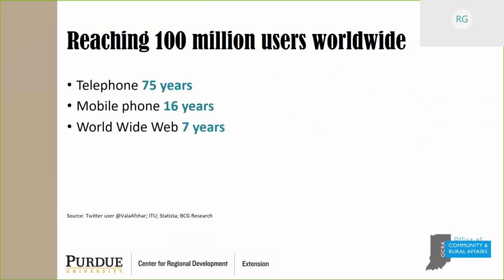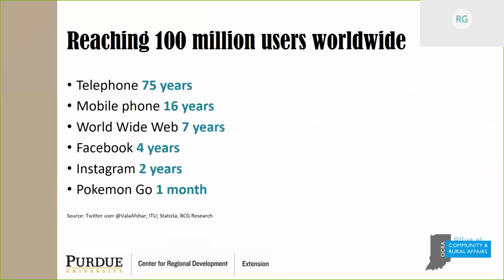The World Wide Web, it took 7. Facebook, it took 4. Instagram, it took 2. And Pokemon Go, it took 1 month to reach 100 million users worldwide. So you can see the number of years is decreasing quickly. And this has tremendous implications. I'll come back to that later. But pay attention to that last one, that Pokemon Go. It's a very interesting technology that I'm going to share a little bit more about.